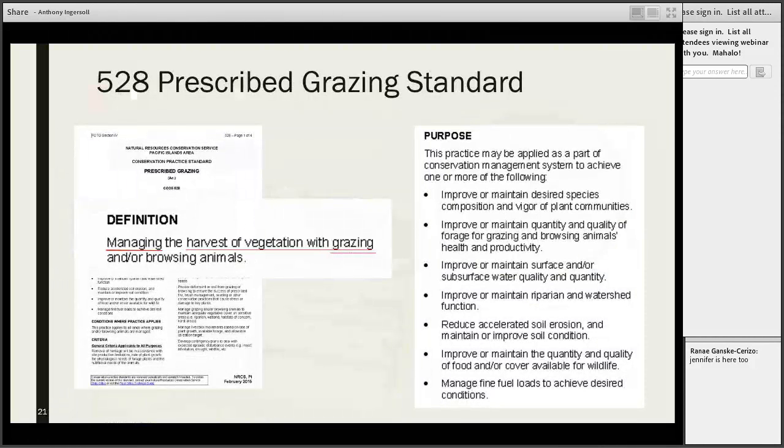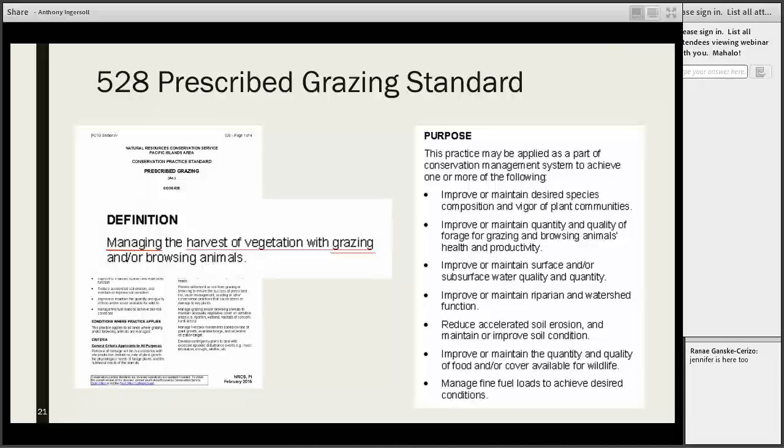Let's start by reviewing the definition of prescribed grazing and its purposes. The definition reads, managing the harvest of vegetation with grazing and or browsing animals. Managing the harvest of vegetation with grazing. Basically, grazing management. The purposes. Practice can be applied as a part of a conservation management system to achieve one or more of the following. Improve or maintain desired species composition and vigor of plant communities. Ding, ding, ding. That's one of the main things we're trying to do in this. That's one of his main goals and objectives.